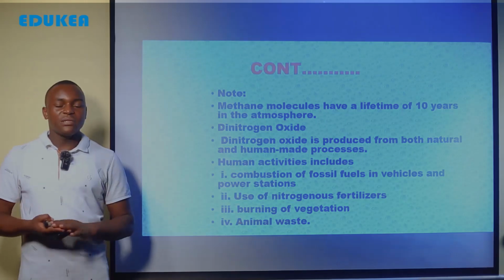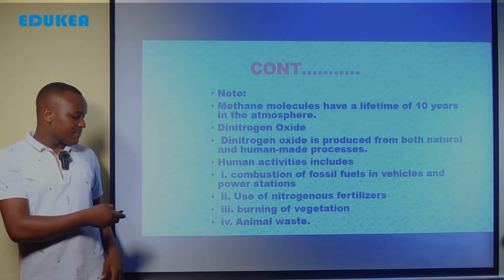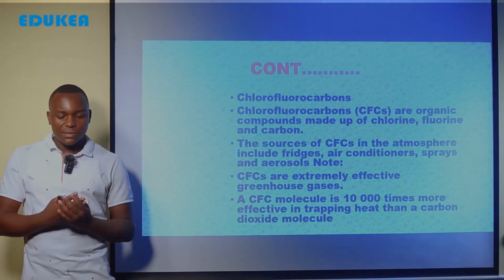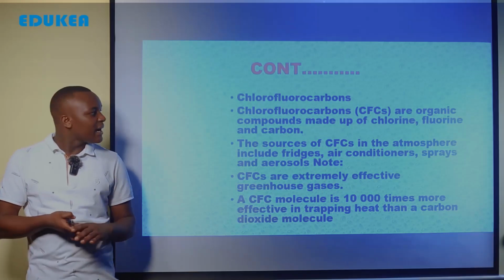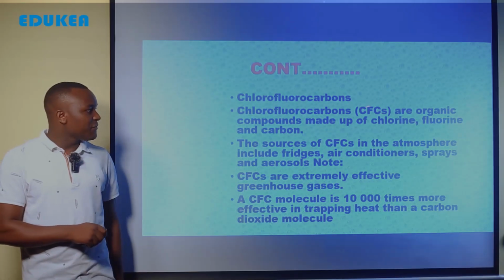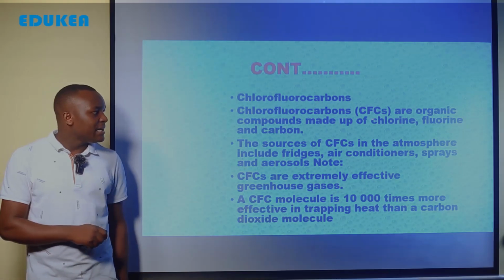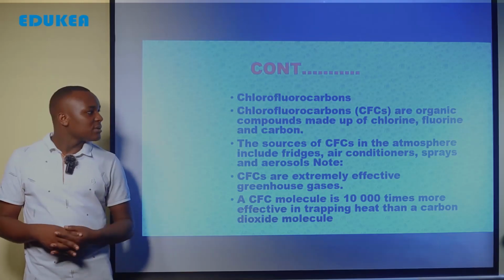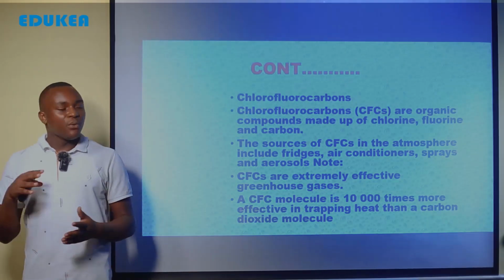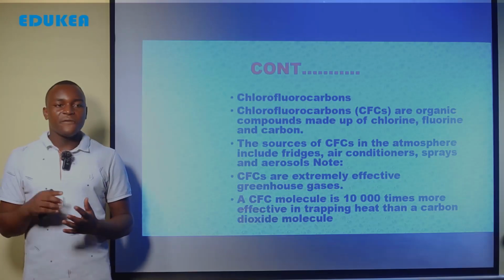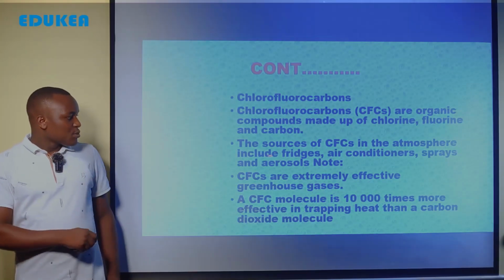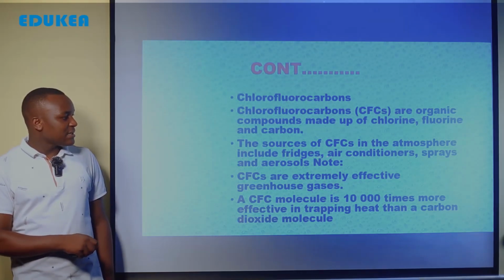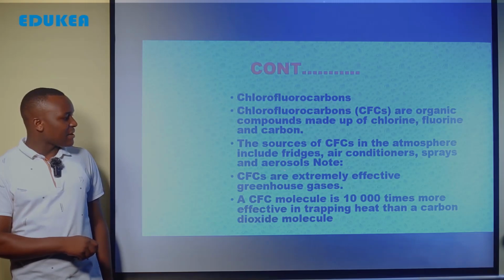Okay, let's look at another greenhouse gas, which is chlorofluorocarbon. We say that chlorofluorocarbon is an organic compound made up of chlorine, fluorine and carbon. So chlorofluorocarbon is a greenhouse gas, an organic compound made by chlorine, fluorine together with carbon. The sources of chlorofluorocarbons in the atmosphere include fridges, air conditioning, sprays, and aerosols. Those are sources of chlorofluorocarbon within the atmosphere.